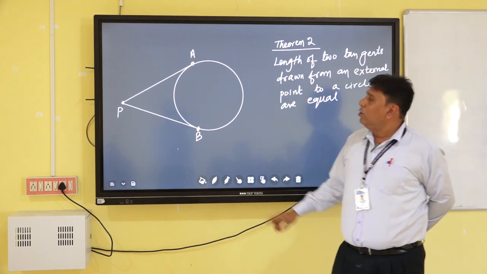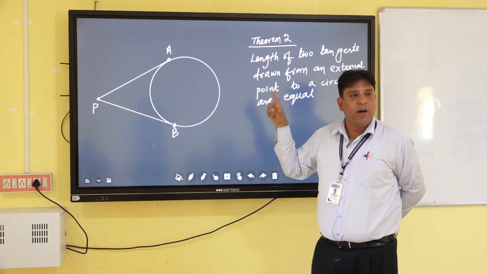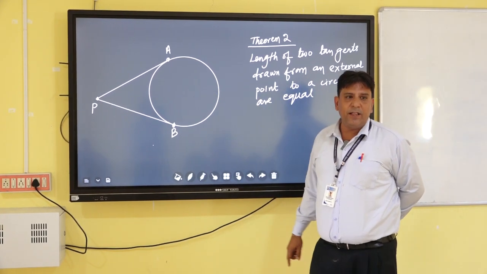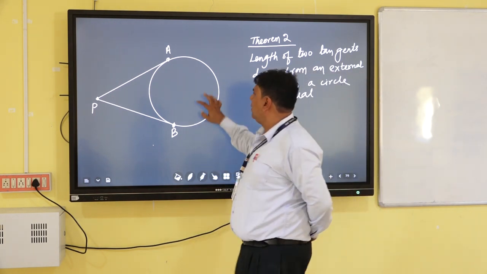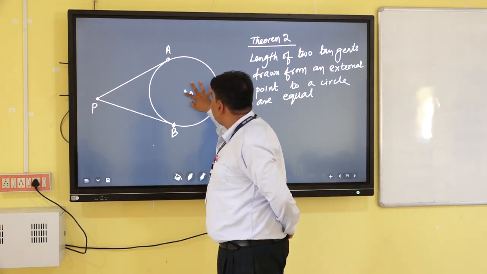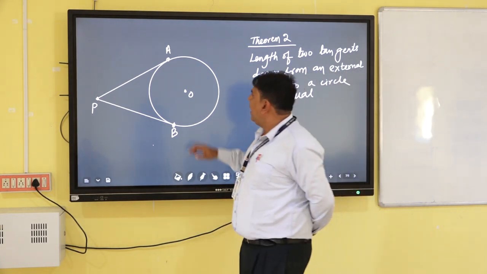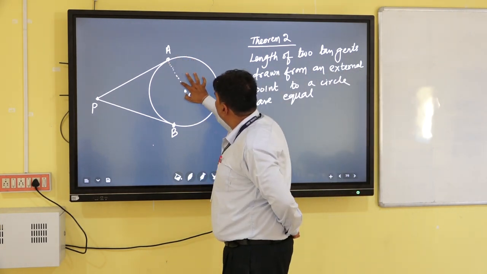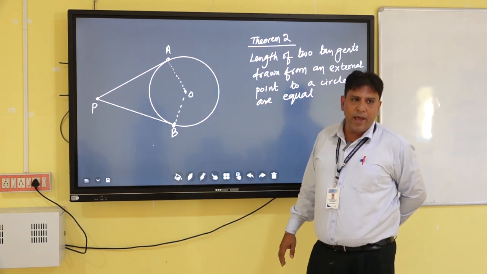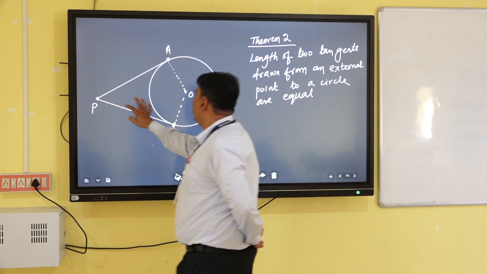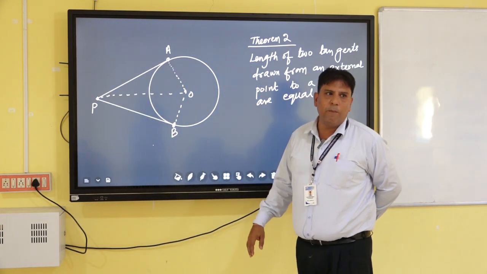If I draw 2 tangents from the same external point to a given circle, then both these lengths will be equal. Now how to prove this? Suppose this is the center of the circle. I can join OA and OB. I can also join OP.